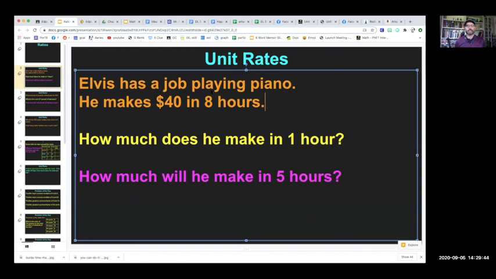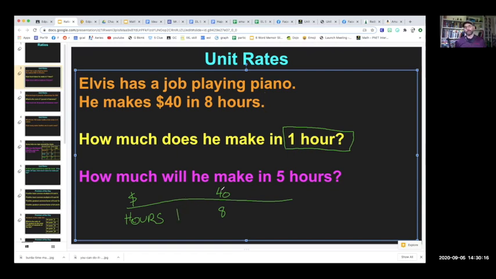Elvis has a job playing piano. He makes $40 in 8 hours. So I'm going to write that here. He makes, I'll put the $ sign here and hours here, and he makes $40 in 8 hours. So first thing we want to do is find out how much he makes in 1 hour, right? This is called the unit rate because the hours, it's going to have a 1 on the bottom there.